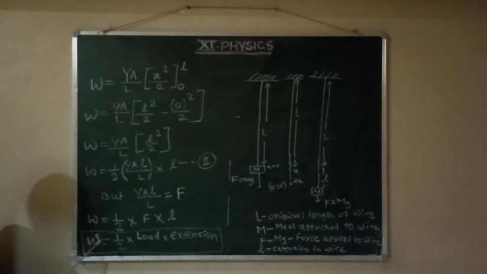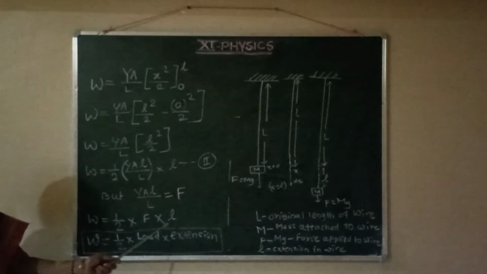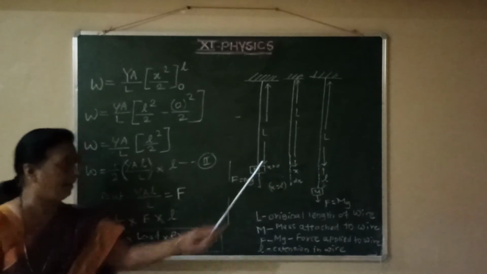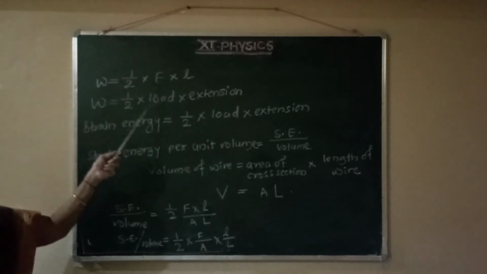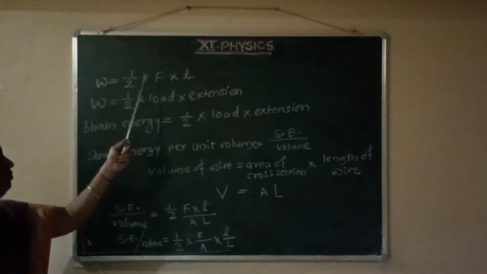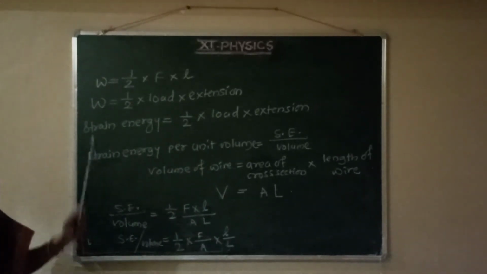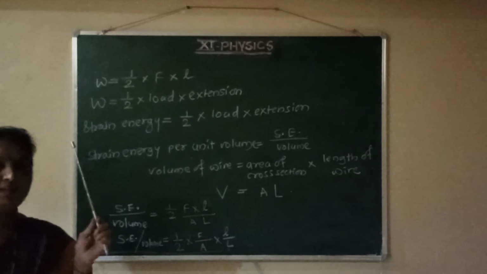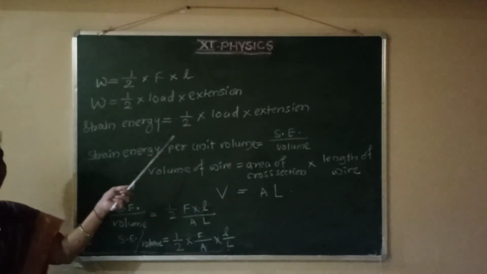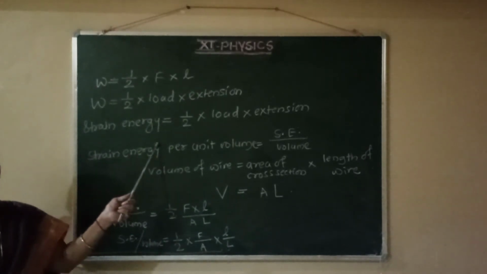So work done W, we get this formula, that is half into force, म्हणजेच काय आहे, load applied to the wire, that we denote by load, and L म्हणजे काय आहे, increase in length of wire, or that also we call extension produced in the wire. So half load into extension, half F into L. This work done by stretching a force is equal to the energy gained by the wire during its extension, and it is also called the strain energy.